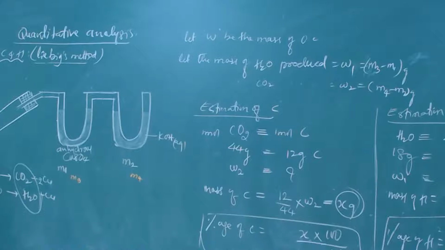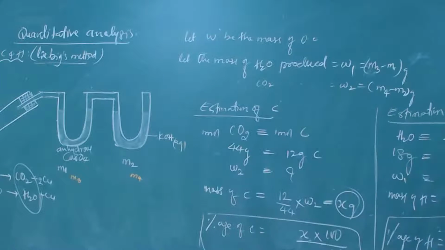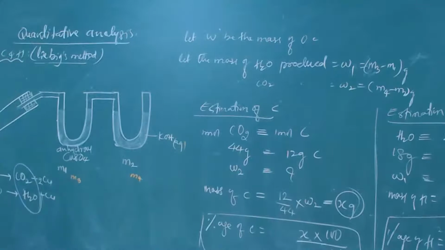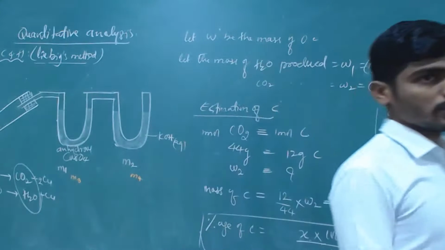Right, next. Estimation of nitrogen. Here these two methods are there: one is the Dumas method and the other is the Kjeldahl method. Estimation of nitrogen by Dumas method and Kjeldahl method. Then estimation of halogens, sulfur, phosphorus, and oxygen. This completes the topic.